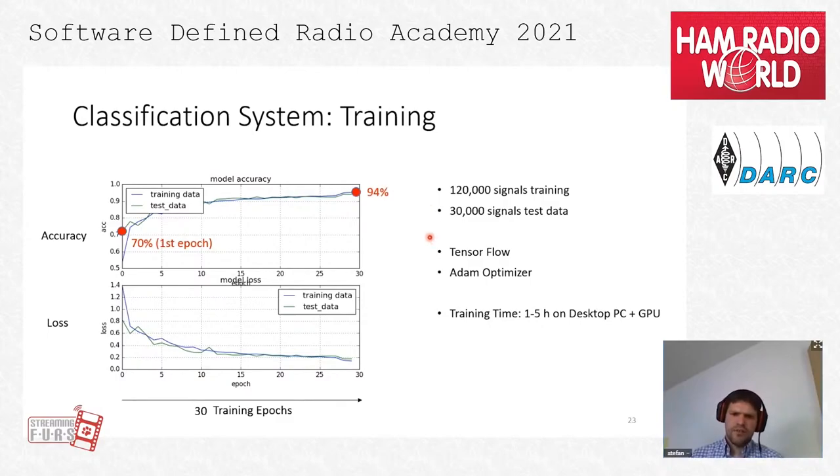The training is done with TensorFlow software using an Adam optimizer, and the training time here is around 1 to 5 hours on a usual desktop PC, depending on the net you want to train.